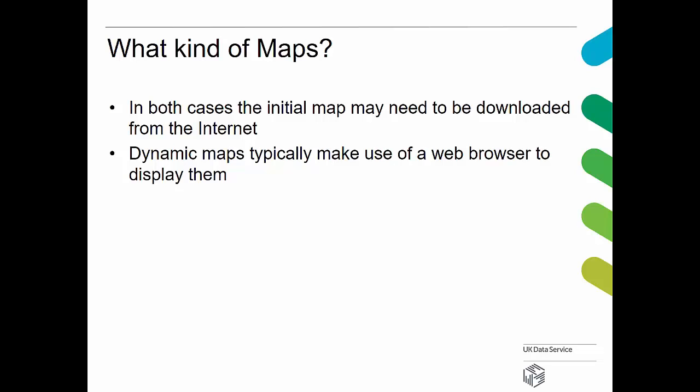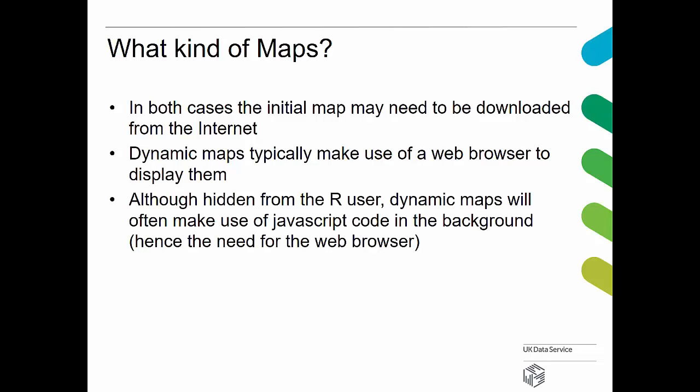Dynamic maps typically make use of a web browser to display them. This is because it makes it easier for them to implement the scrolling and zooming, because you're making use of the browser functionality rather than having to code everything in R. And in fact, although you're going to write them in R in the packages we've mentioned before, the dynamic maps are often written in JavaScript code in the background, but that's entirely hidden from you when you're writing the R code. But it does explain why you tend to need the web browser.